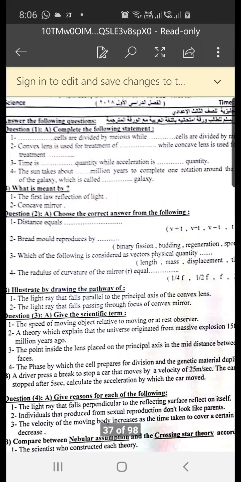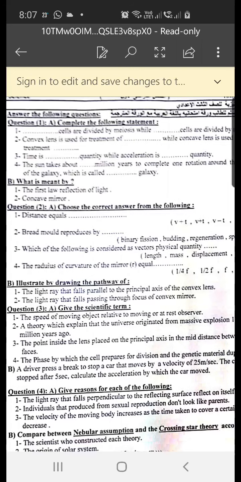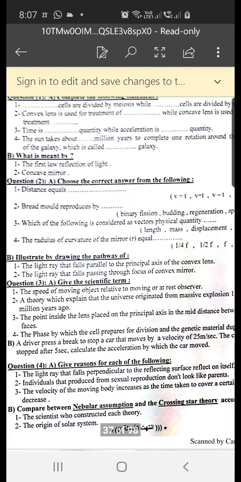Number 4, the sun takes about 220 million years to complete one rotation around the center of the galaxy, which is called the Milky Way galaxy.